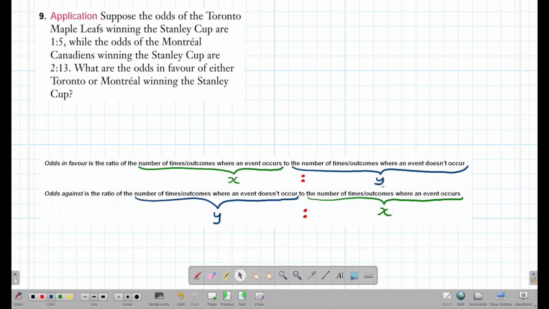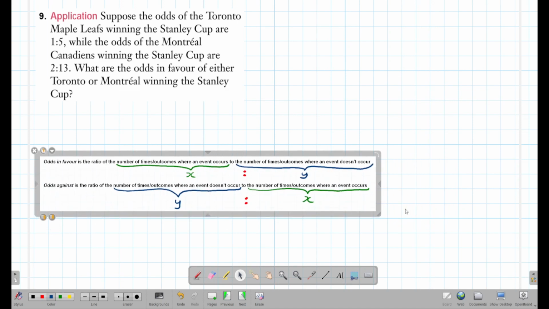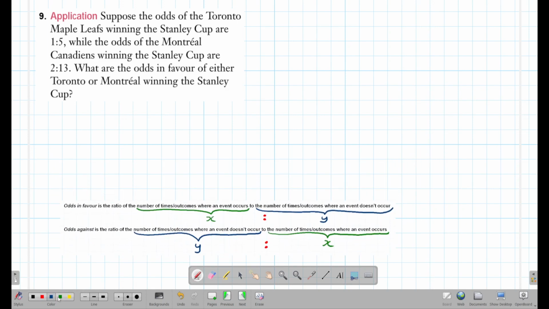Okay, so again, just like the previous questions, we're going to remind ourselves of the definition of odds, and think about how we're going to do this. Like I mentioned, when you see odds, you're going to think about turning odds into probability. But why do you want to do this? Well, you know how to work with probability. Probabilities are easier to work with than odds.